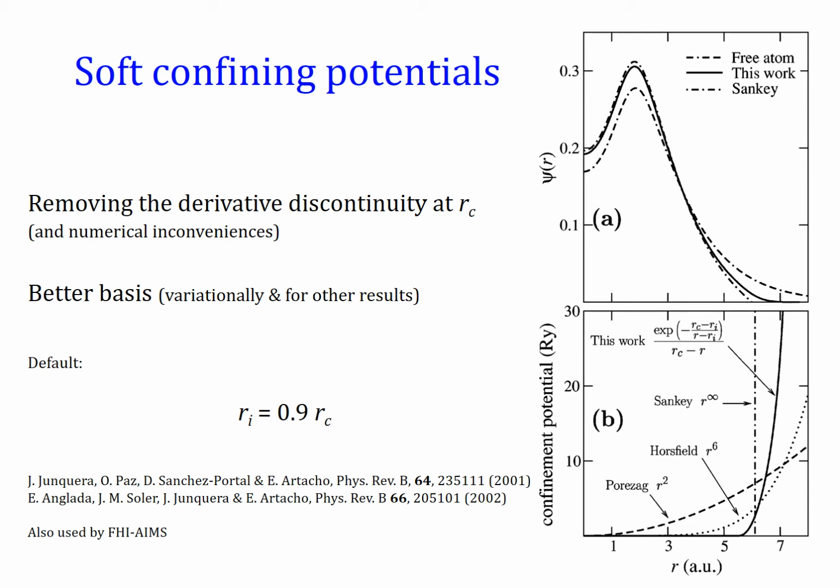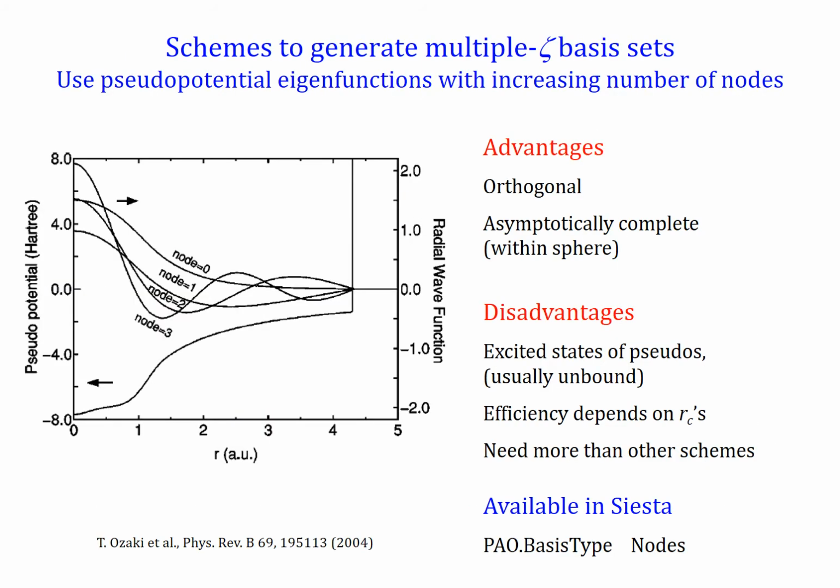Okay, once we have the minimal basis, either hard or softly confined, now we need to generate the further tiers, the further zetas, if you want, the further radial shapes of the other orbitals that we're going to introduce for radial flexibility.